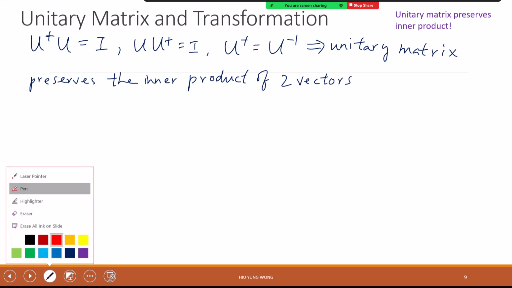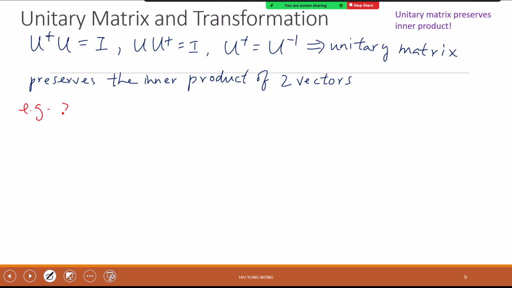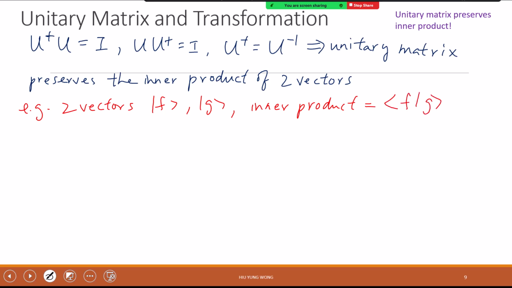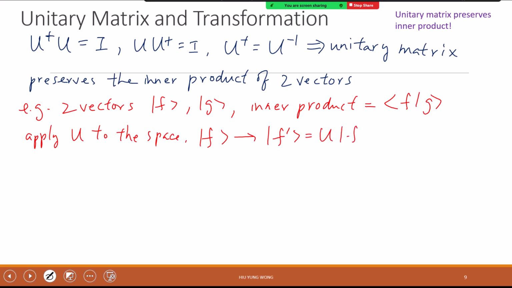And let's prove why it will preserve, right? For example, I have two vectors, F and G. Their inner product, I decided to do F as the bra, so it is going to be bra F, ket G, in this way. Bracket, that's how you find the inner product. So if we apply a transformation U to the space, then what does it mean? Then F becomes, let me call it F dash, which is equal to U times F. Just like a rotation, I apply the matrix, then it becomes a new vector. And G similarly becomes G dash, equal to U times G. Nothing special, I just rotate that.